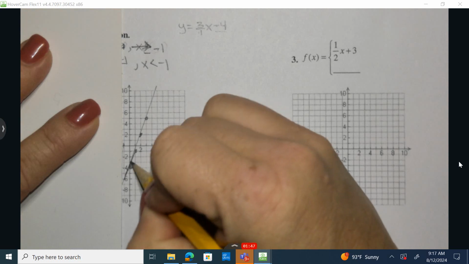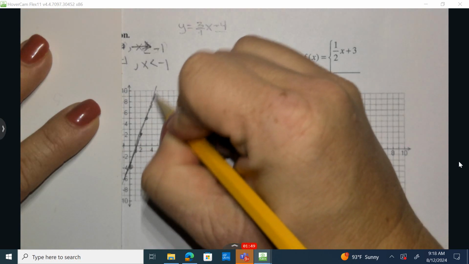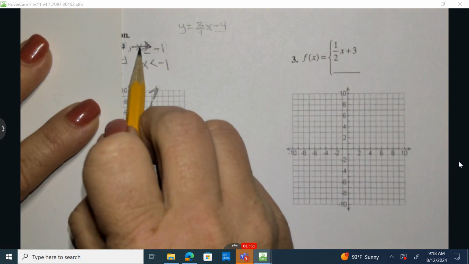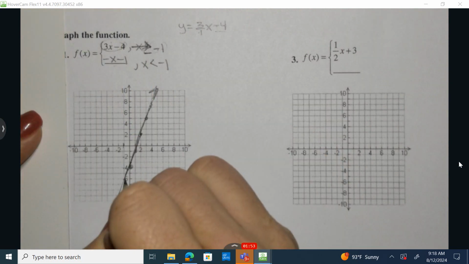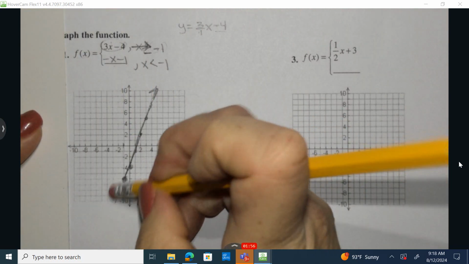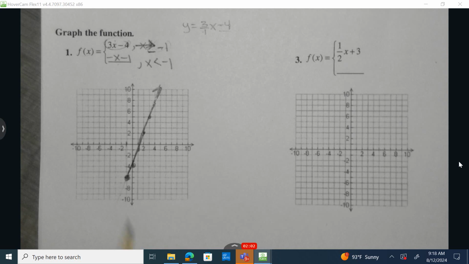So I'm going to color this piece in. I want to include that. Now, at negative 1, there's a line underneath. I want to include that piece. Anything to the left of negative 1, which is over here, I just erased. I'm halfway done with this problem.